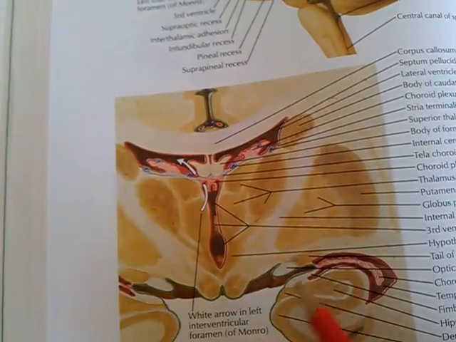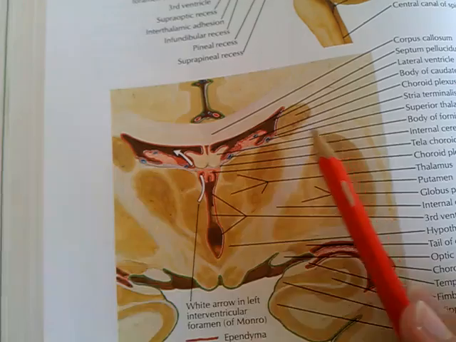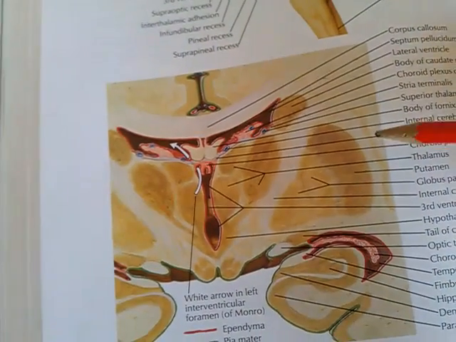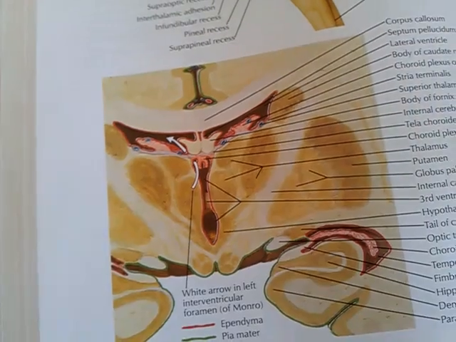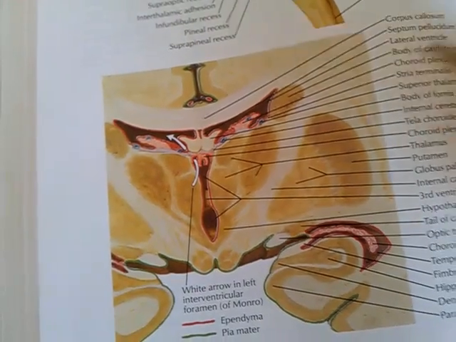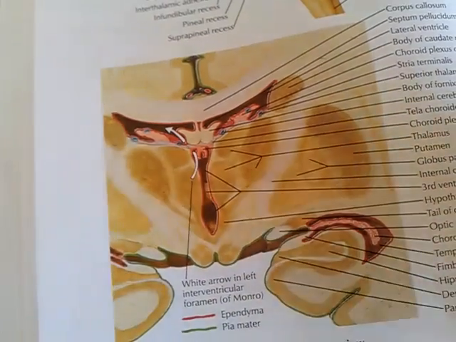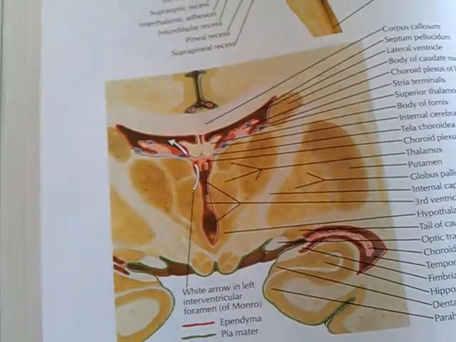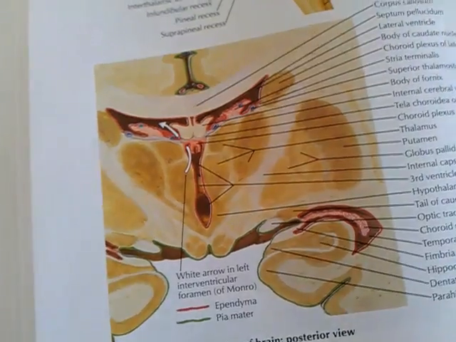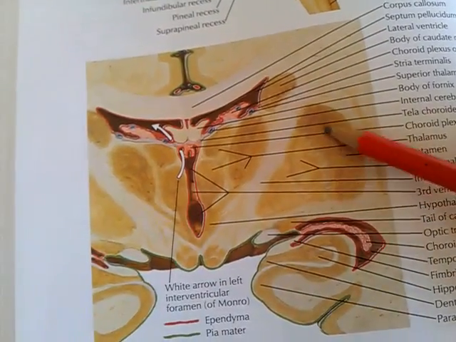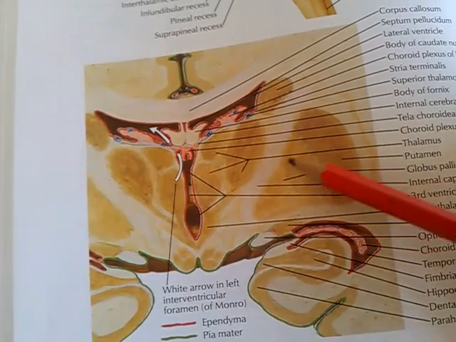Now the lentiform nucleus, you can see, is shaped like a biconvex lens. It is embedded completely into white matter, and it is separated from both the caudate nucleus and thalamus by the internal capsule. And the lentiform nucleus consists of two parts. You have the putamen and globus pallidus.